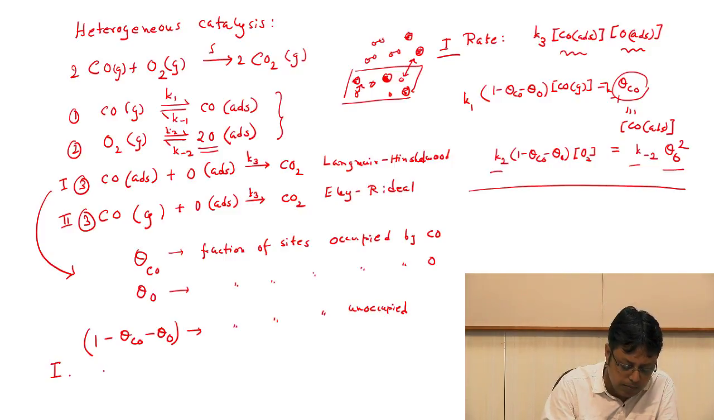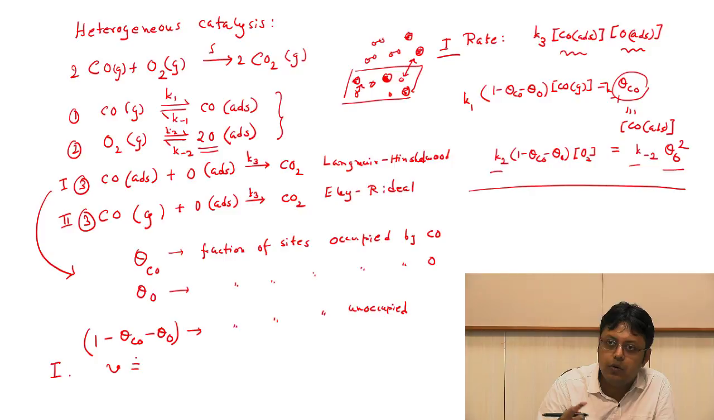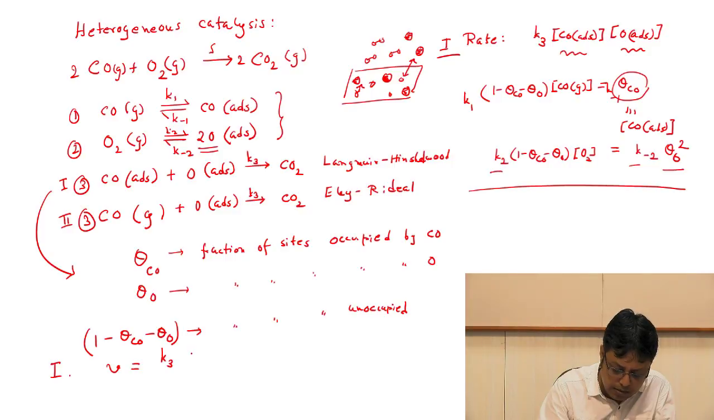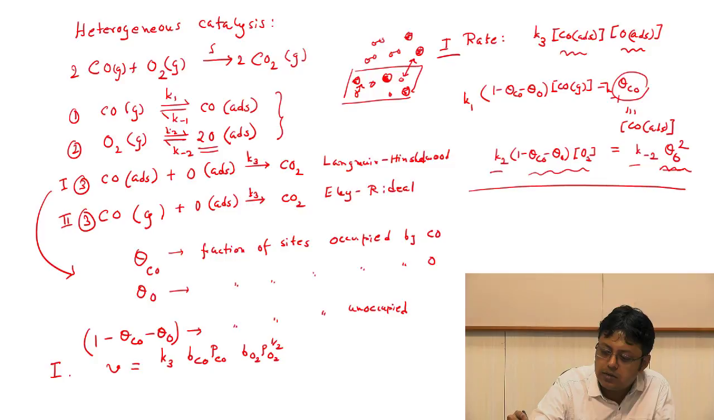For mechanism 1, you will get the rate of the reaction, which is K3 into CO adsorbed into O adsorbed. That will be nothing but, if I write it in terms of partial pressure, I could have written it in terms of B and P also, K3, K3 will always be there, and I'll have BCO and the pressure of carbon monoxide multiplied by BO2 and the pressure of O2 to the power half. Because when I solve for theta O, on the left-hand side I have to take the square root. That's why the square root is coming.